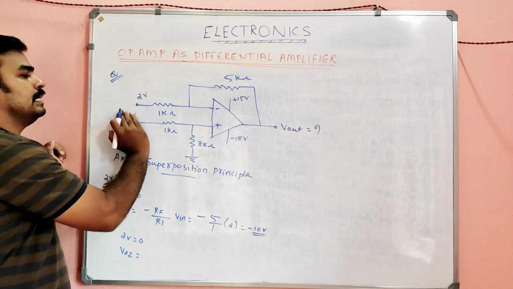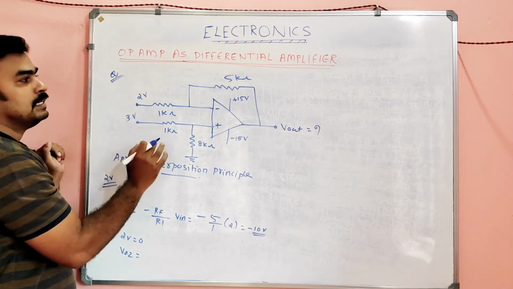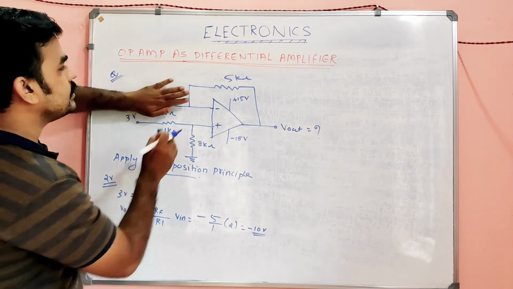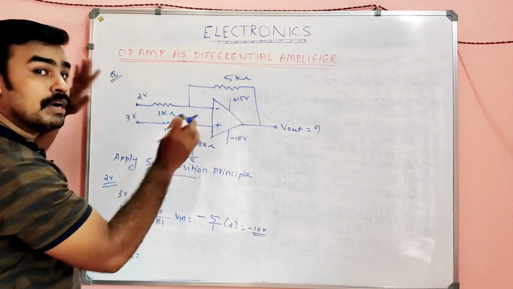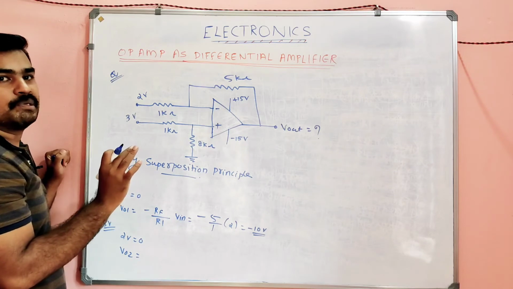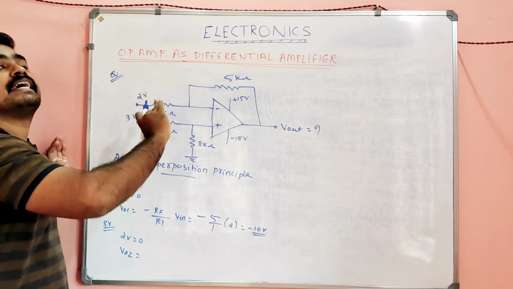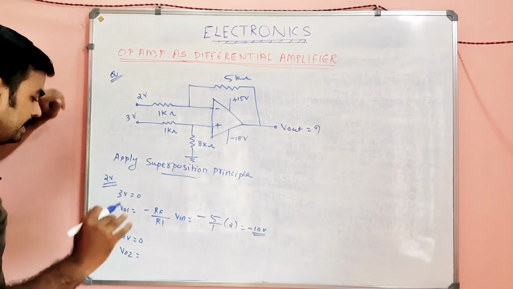But here, if we neglect this 2 volt, what does it mean? It doesn't mean that we cannot consider everything. You have to consider it, because there will not be any direct ground, and second, there is a feedback connection. So we can't omit everything. Okay, I will tell you.